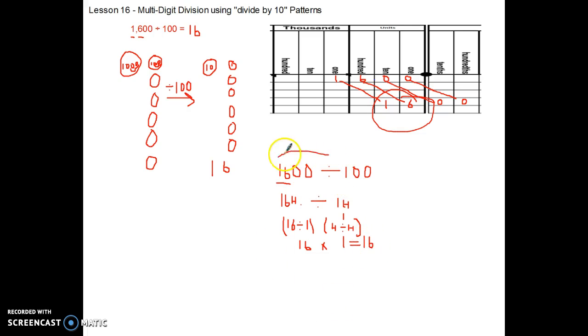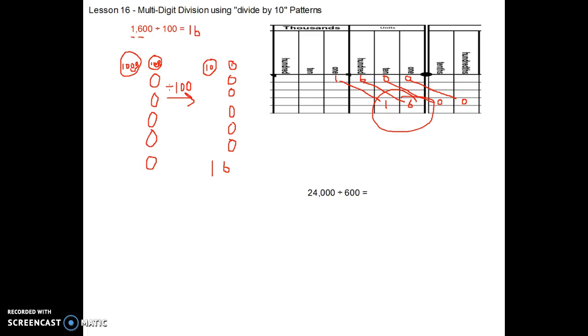So this right here is going to be very useful in looking at the multi-digit division in dividing by 10 patterns. All right, now moving on to doing multi-digit division with numbers outside of powers of 10. So we're going to look at the problem 24,000 divided by 600, and you'll notice now that we're using something bigger than a power of 10. We're using 600 as opposed to 10 or 100, which is very similar to the strategies that we did before. We're just going to break it down just a little bit.